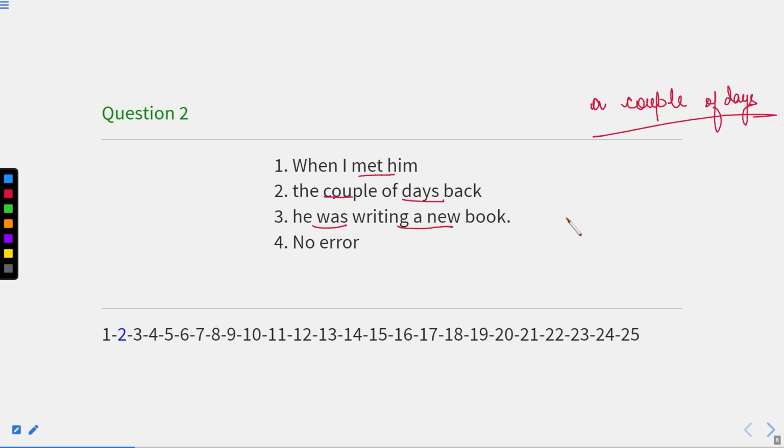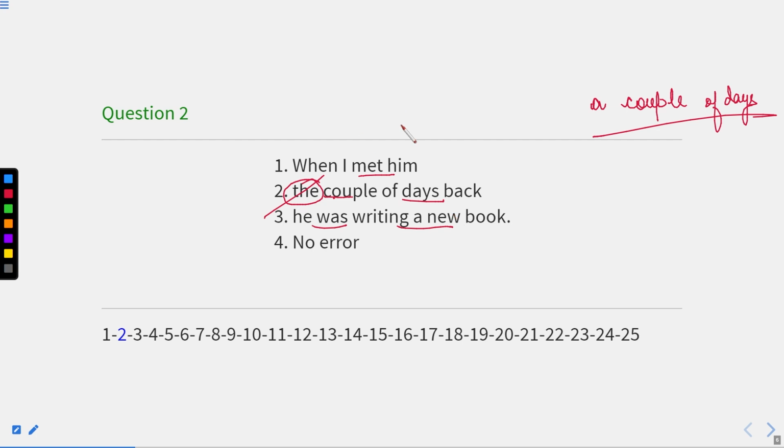Whereas if I write the couple of days, it means we are talking about the particular couple. But here the couple is used in another sense, that is, it is a phrase, an idiom that means a few days back. Okay, so this article the is incorrect over here. He was writing a new book. So at that time he was writing a new book. So I'm talking about some days before, that there was a day some days before when I met him, and at that day he was writing a book.